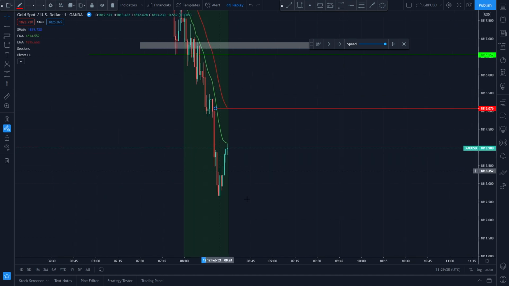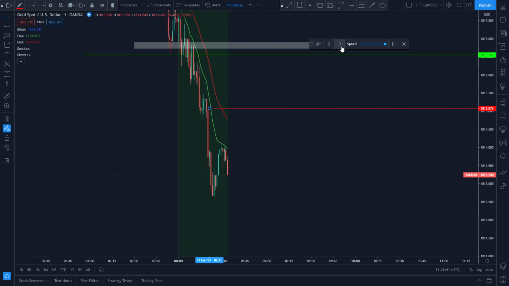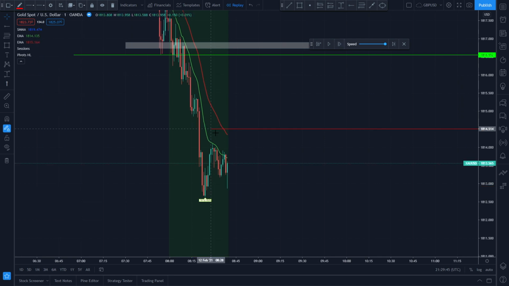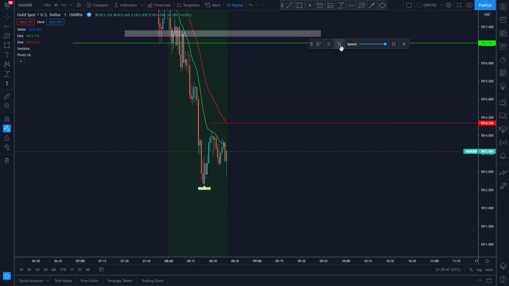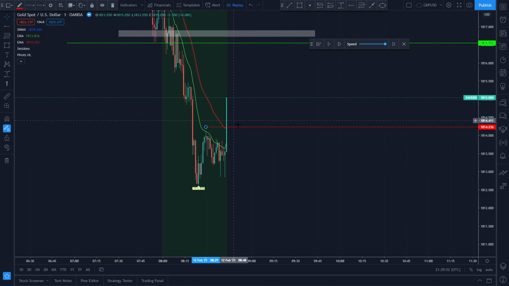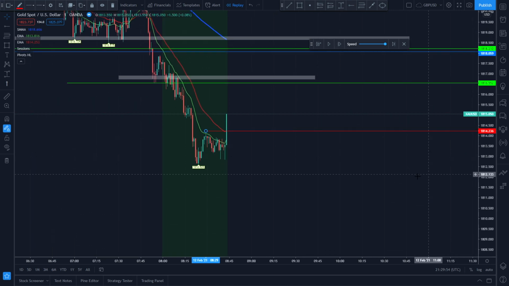Very simple. We're not even looking at the market. We're just trailing stop loss right off the EMA. Beautiful. Just gonna keep lowering it until we get stopped out. Okay. So we got stopped out right there.